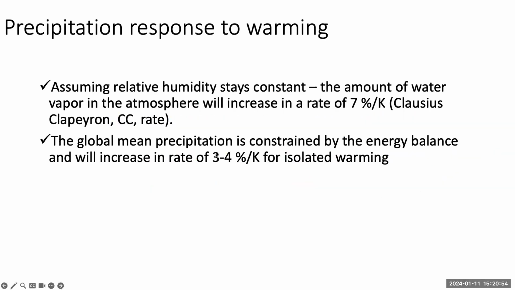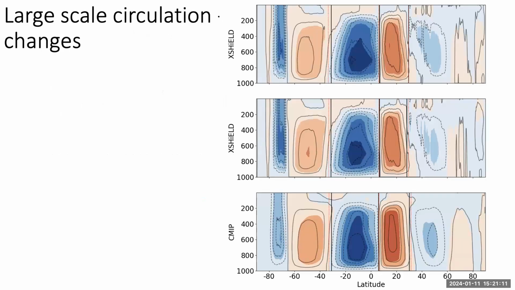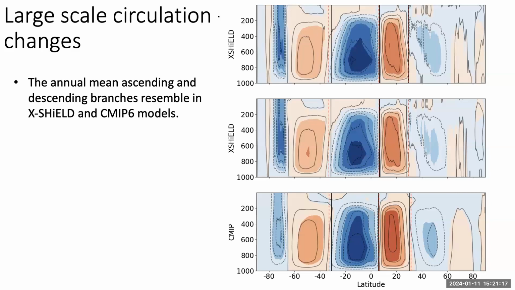So we know that these changes are important, are 3 to 4%, but the difference between this number and this number just means that we'll have circulation changes. And when we're talking about circulation changes, the first thing that we are looking at is the large-scale circulation, and we can talk about the Hadley cell.